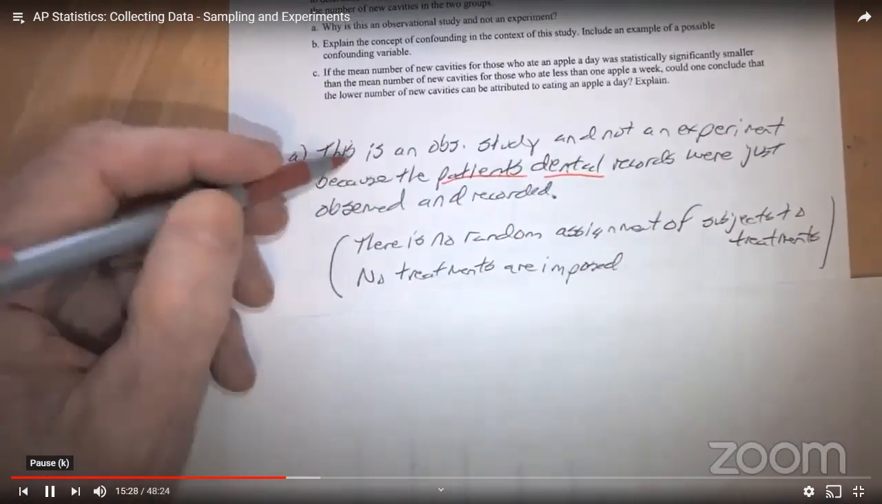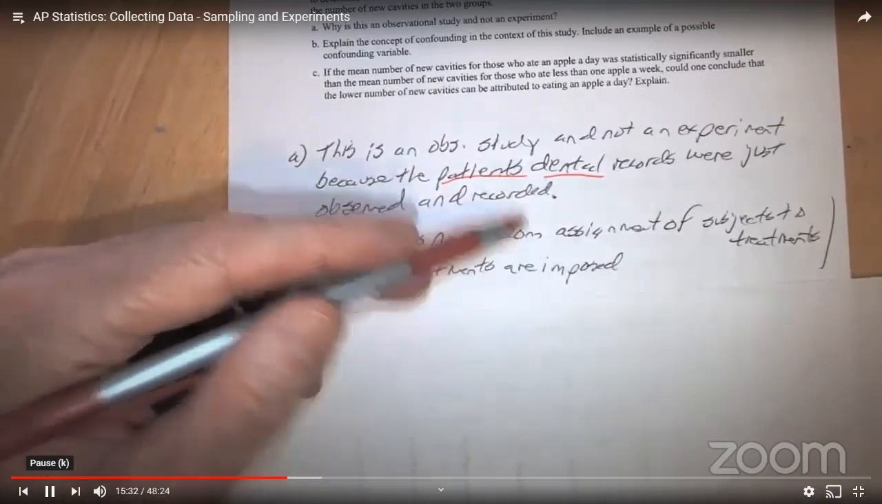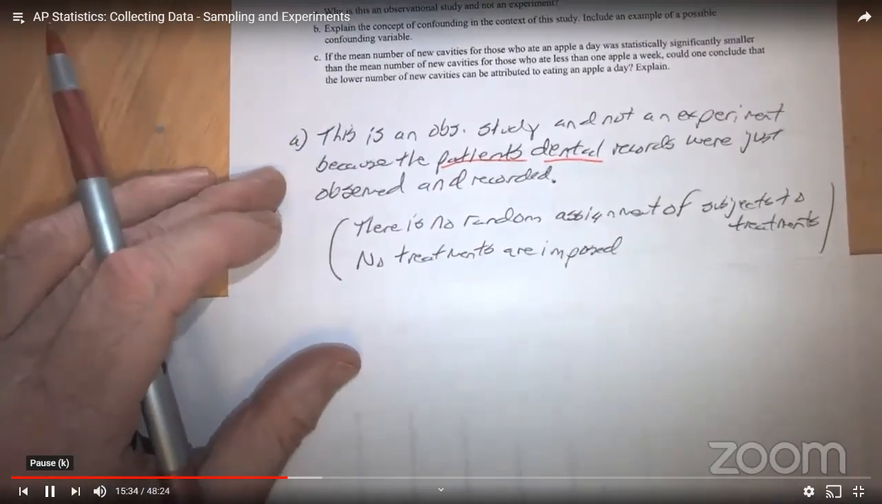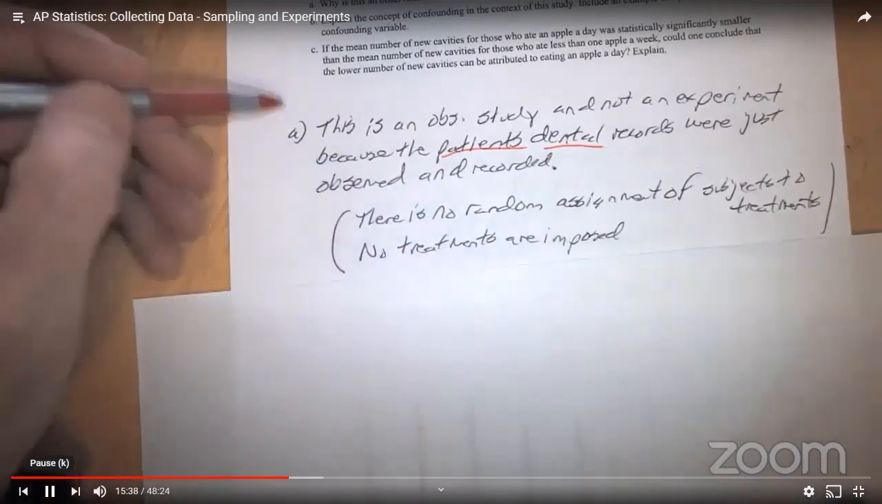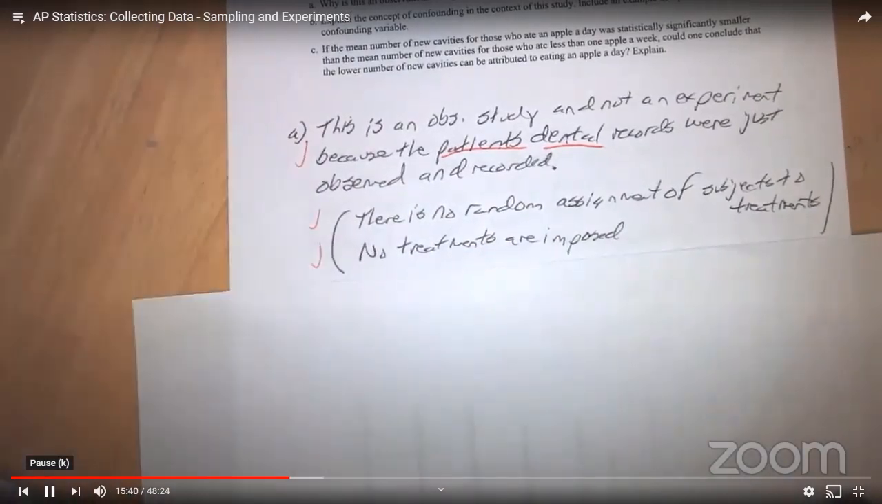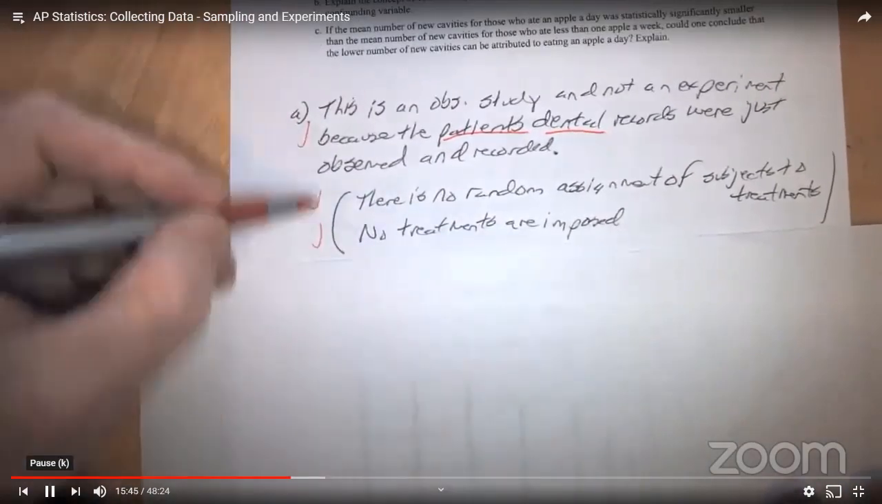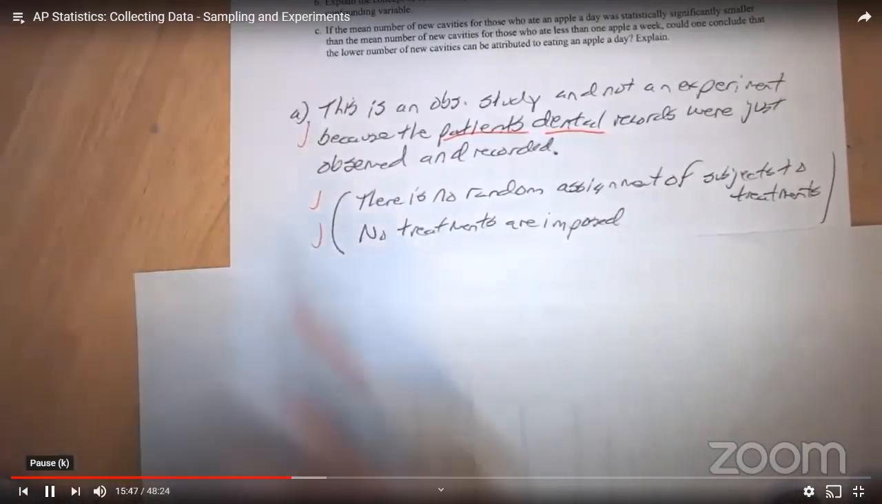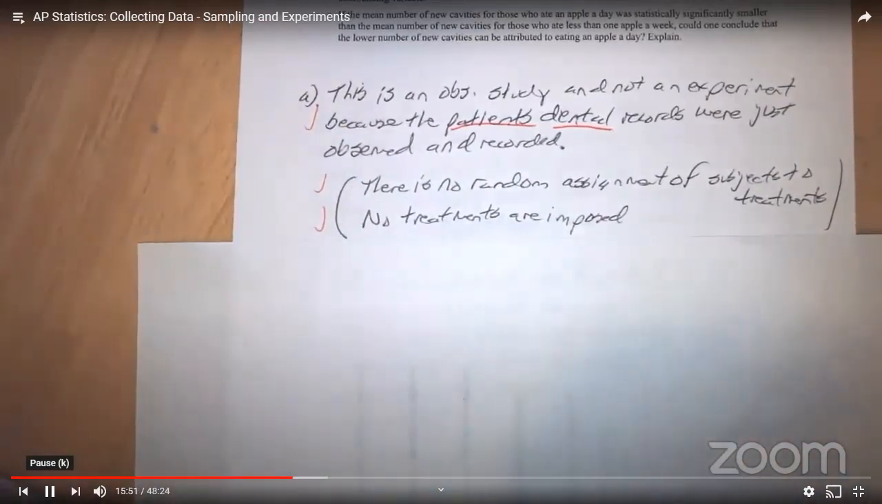You could also say this is an observational study and not an experiment because no treatments were imposed on the 100 dental patients, or something like that. So this is clearly an observational study. This is not an experiment. There are many ways to correctly answer that. You don't need to list all of them, so don't worry about making a list of all the different things. Typically, one way to answer it is perfectly fine.